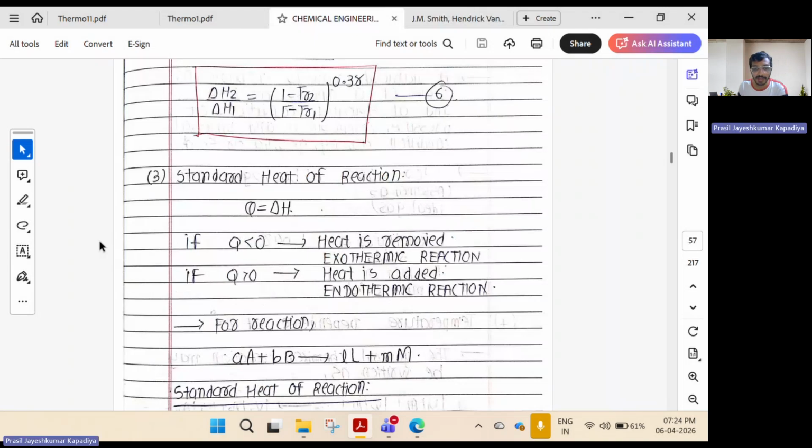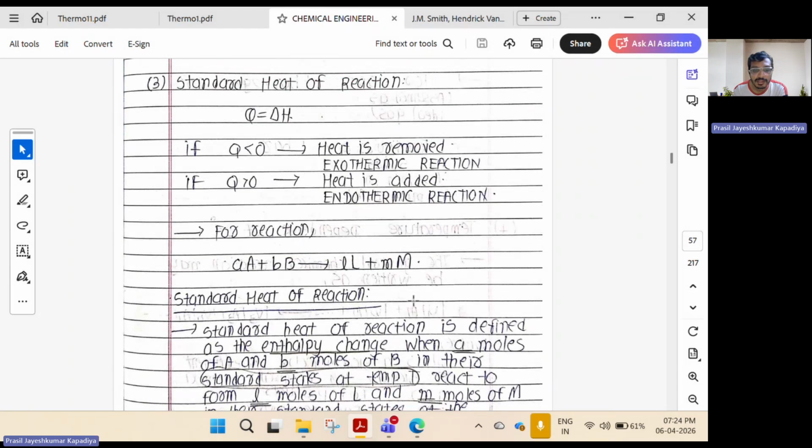So Q is equal to delta H. If Q is negative, then heat is removed from the system, so we call the reaction an exothermic reaction. The other way, where Q is greater than 0, heat is added to the system and it is called an endothermic reaction. For this, there is one sample reaction.